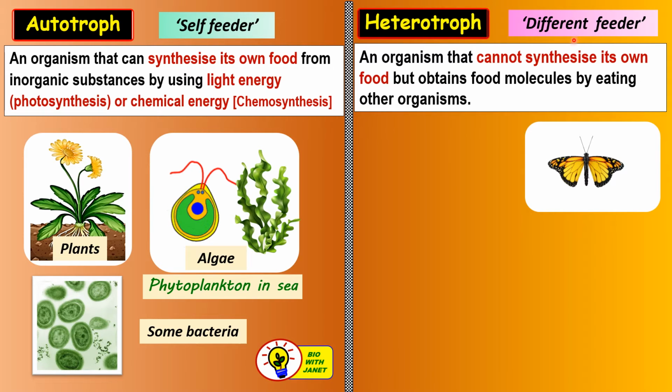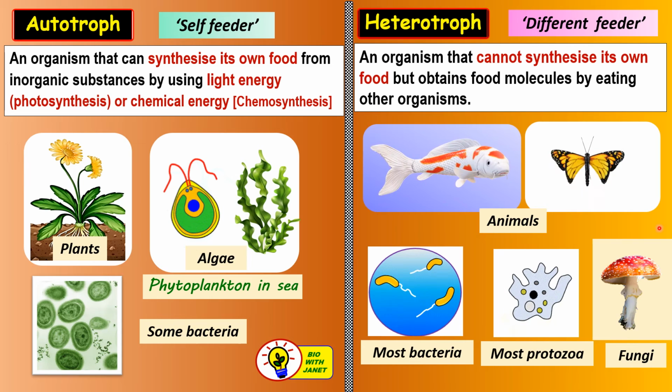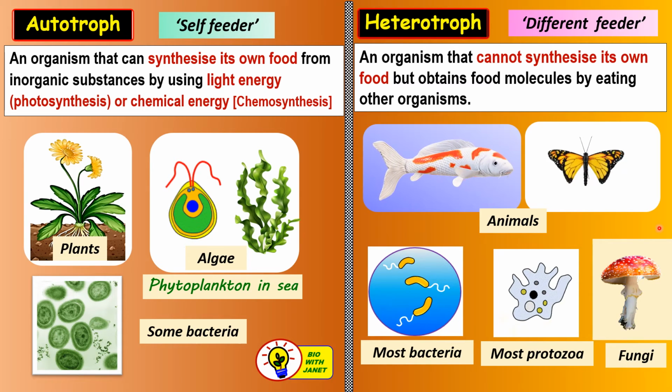Heterotrophs are different. Okay, that's why we have the word hetero. Hetero means different or other, and troph is again the feeder here. So different feeder, different from the self-feeder, different from the autotrophs. So a heterotroph is an organism that cannot synthesize its own food, but it obtains the food molecules or the nutrients by eating other organisms. Okay, so the most common example are the animals, right? They either eat plants or they may eat other animals.